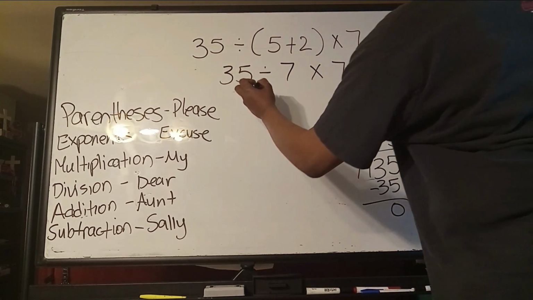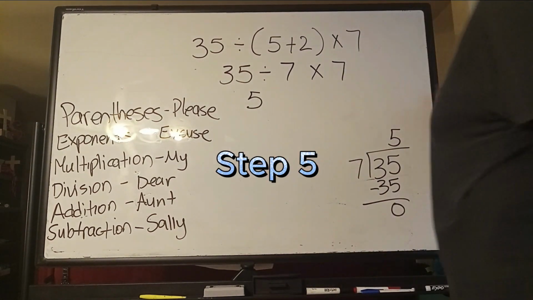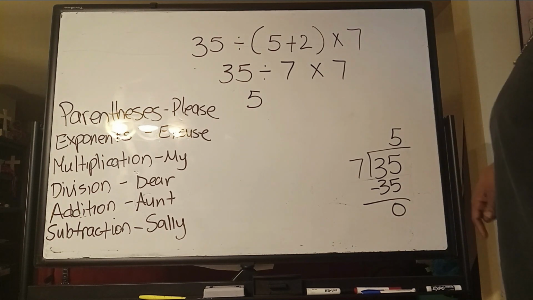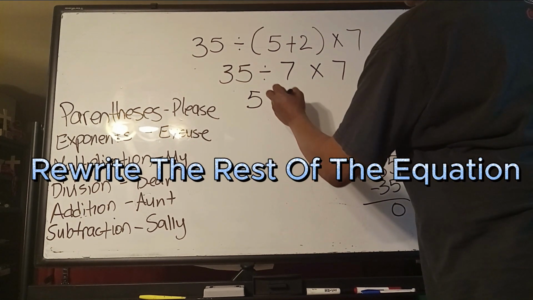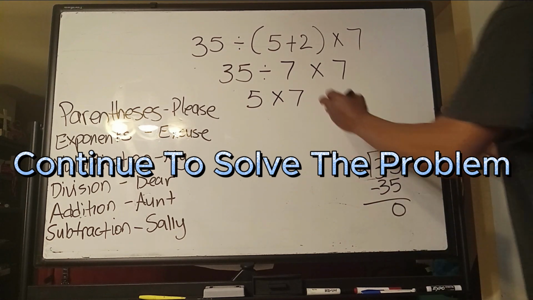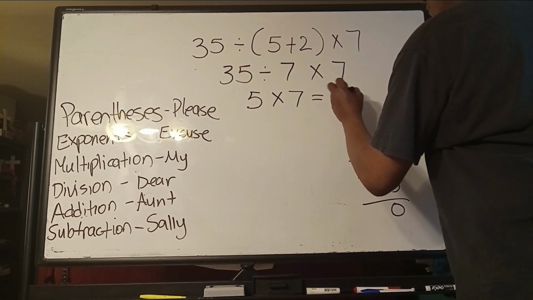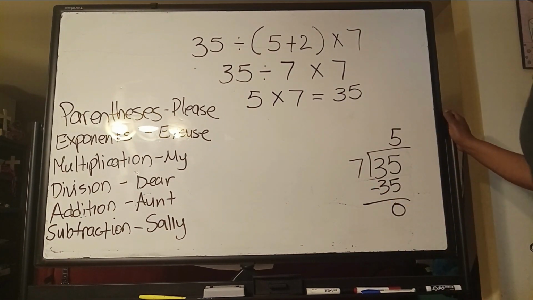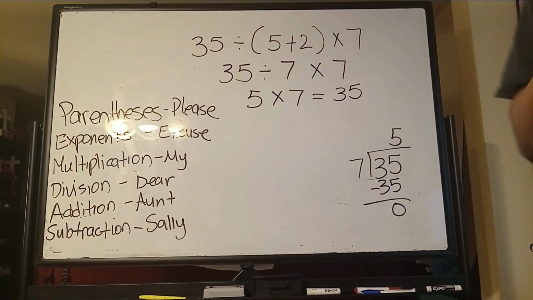So I like to put that answer, the 5, right up underneath the equation that I'm working, so then I can just bring down what is left. And that is 5 times 7. Once again, is how much? 35. And so the answer to the problem is 35.